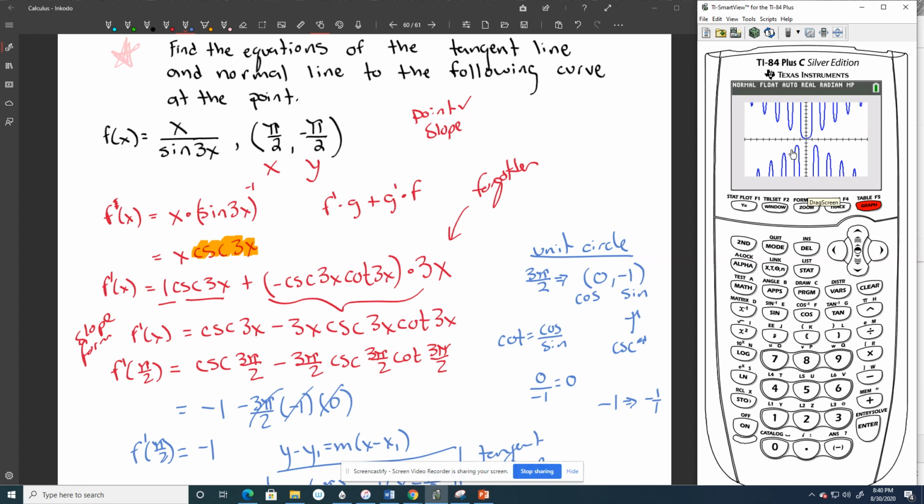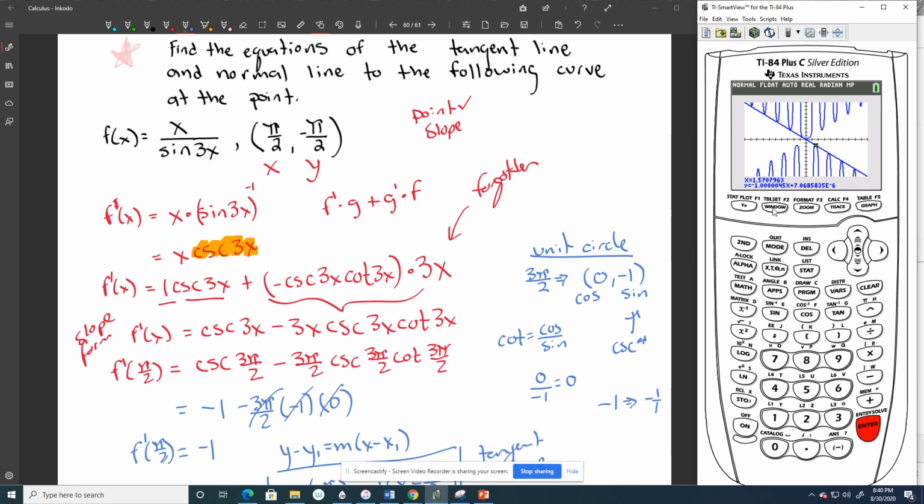If I look for my tangent line, remember I can do second draw, and if I want to draw my tangent line, I hit 5, and I plug in my x value, which is pi over 2. And when I hit enter, look at my tangent line. It hits all of those. And I think that's a pretty cool image right there, that it just barely, if you zoom in, it's tangent to all of those different curves right there.